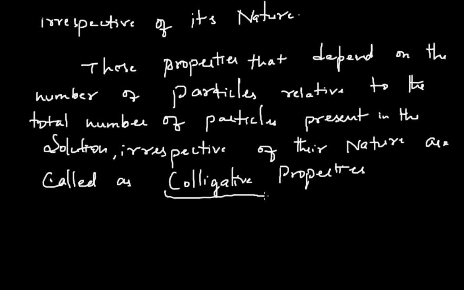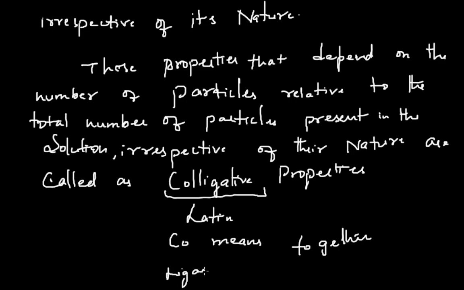So colligative, the word comes from Latin. Co means together, ligare means to bind. Okay. So which are these properties? Relative lowering of vapor pressure of the solvent, elevation of boiling point, depression in freezing point, osmotic pressure. So these are some of the colligative properties that we are going to study. So let us first go to the relative lowering.